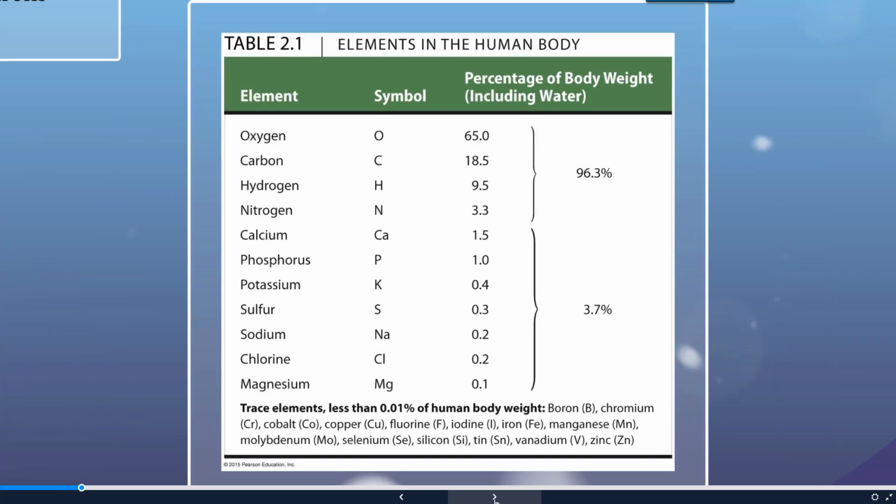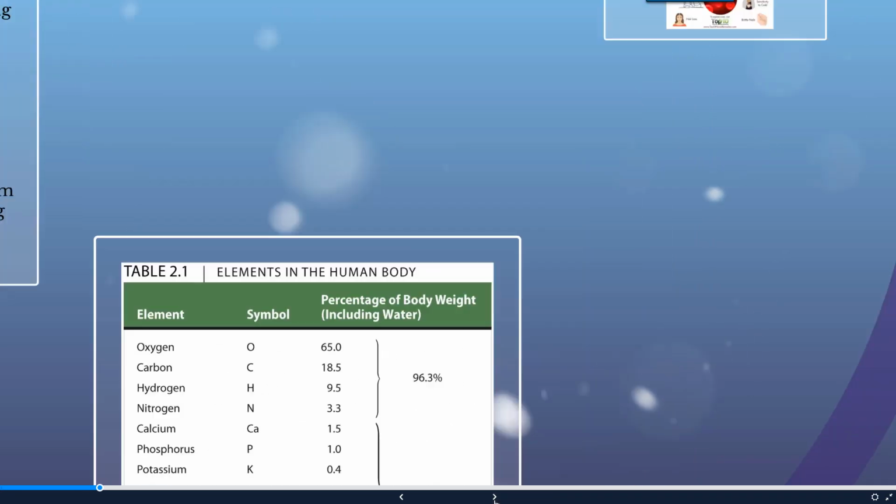Now, another thing to note is that within the human body, there are approximately 4 elements that make up the majority of our building blocks, and that would be oxygen, carbon, hydrogen, and nitrogen. There's also a little more than 3% of the elements in our body that consist of the ones from calcium here through magnesium. And finally, we find something called trace elements that make up a very, very small percentage of our body weight.